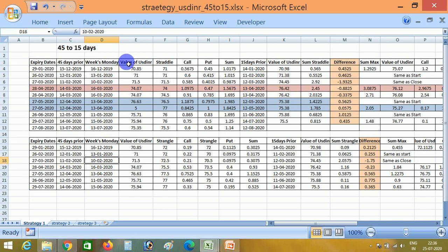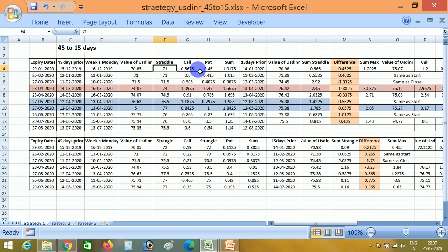So what is the value of USD INR on that day? That is the future value of the current month. According to the value of USD INR, we are having a straddle of 71. Straddle is what? Call and put of that particular strike. The sum of call and put of that particular strike is called straddle sum. According to this strike, we are having a straddle of 71.